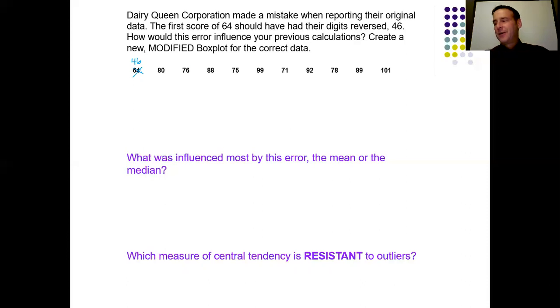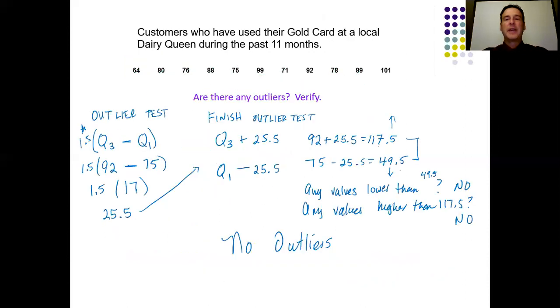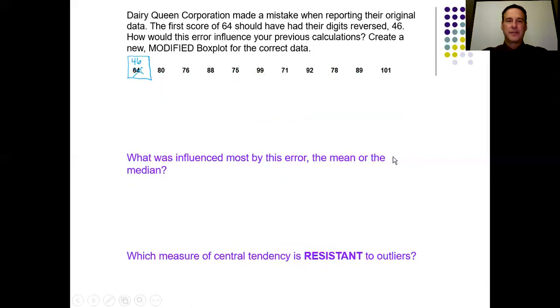Now what I'm going to do is look at this 46 and recognize that this, based off our ruling from 2 slides ago, is an outlier. 46 is lower than this, so that would be recognized as an outlier. So I have to do this a little bit differently. A modified box plot looks like this. My minimum is still 46, even though this has an asterisk to it, it's an outlier.